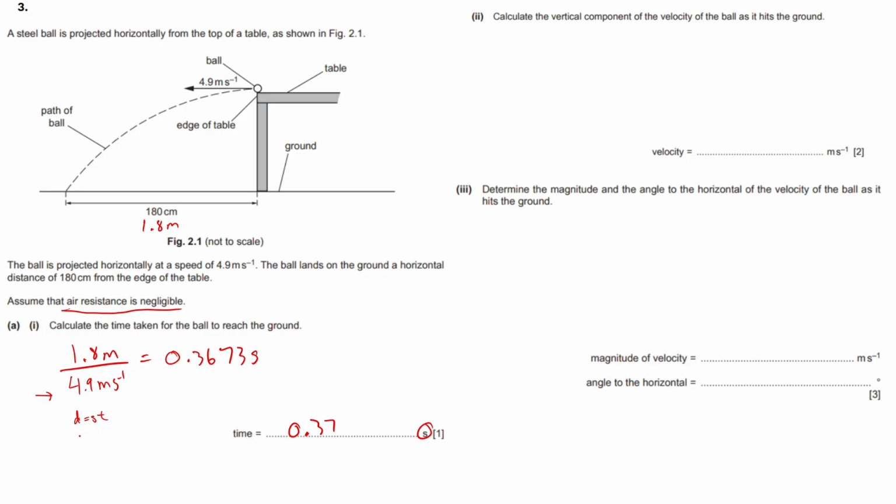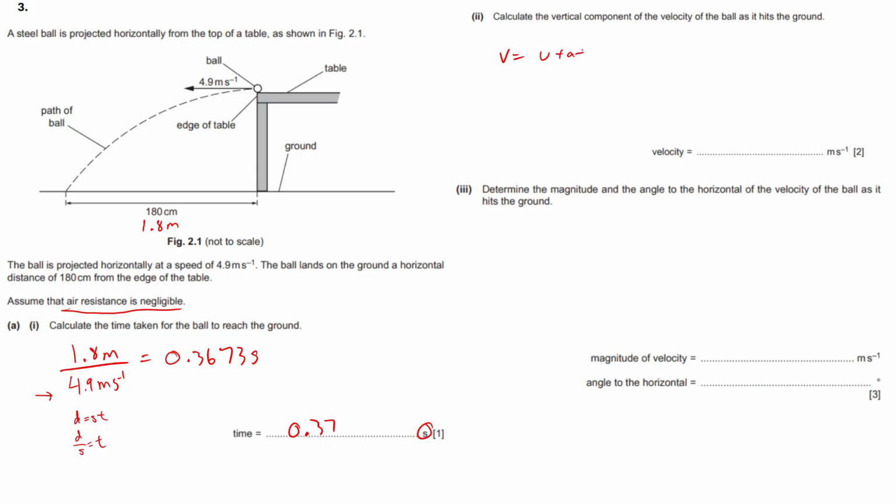The intuition for this problem comes from the formula d equals s times t, where s is speed in this case and d is distance. So distance over speed is going to be equal to time, and that's basically what I just did there. All right, so now let's calculate the vertical component as it hits the ground.